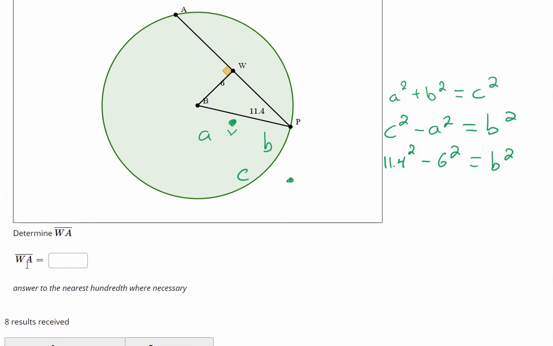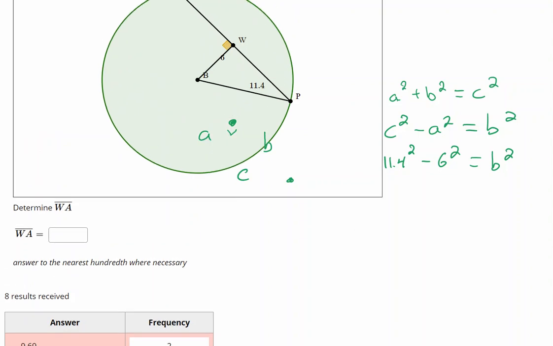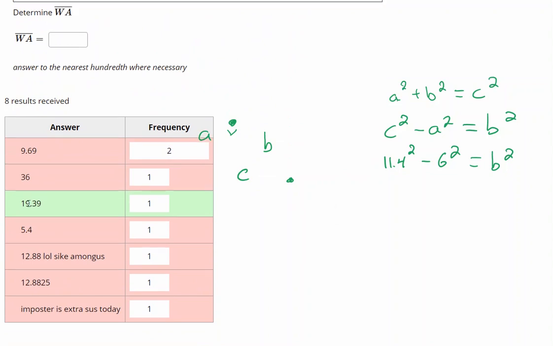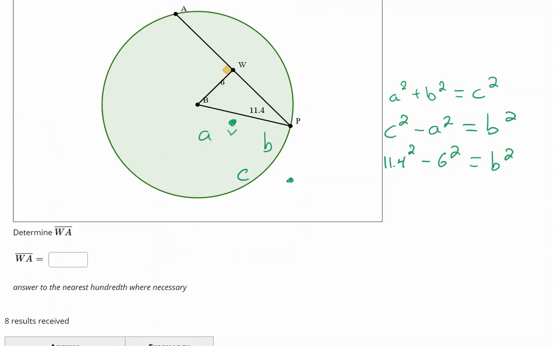That's the problem when I wrote this question, right? I made the answer from A to P, right? So that's what that would have been, from A to P. So whoever had, let's say, 9.69, that would have been the right one. This 19.36 was double, but yeah, do you guys know what I mean? I've got to change this question to say A to P, not W to A.